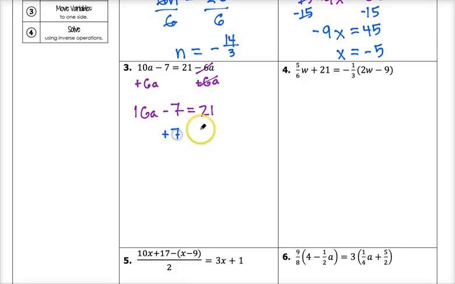From there I can add 7 to both sides to get 16a equals 28. And then I can divide by 16, and I'm going to get a equals the improper fraction 7/4.